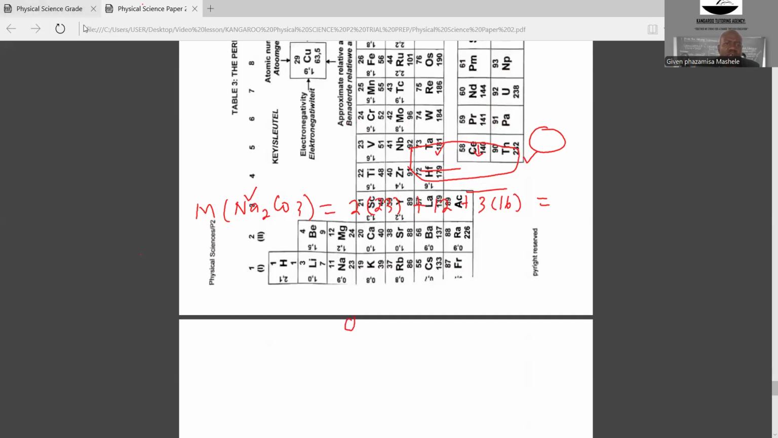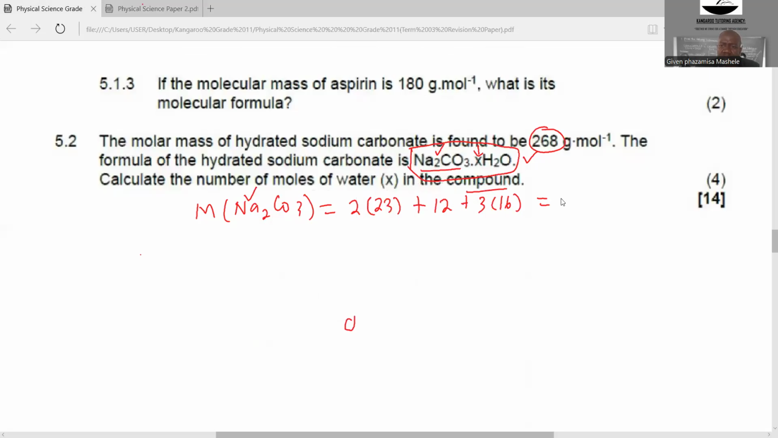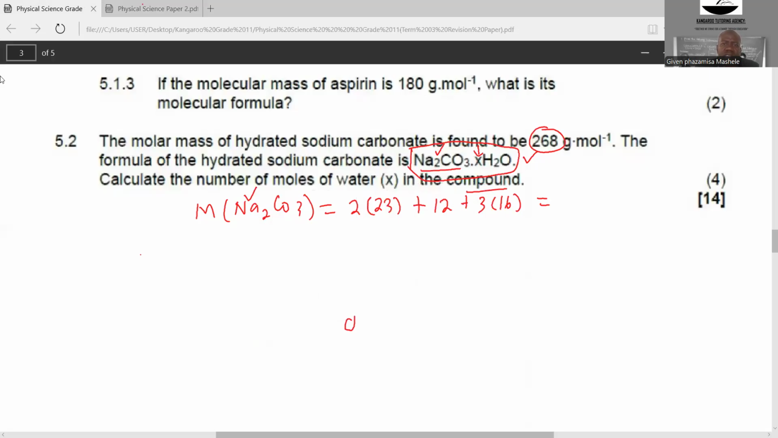So let's go back and compute our question. The molar mass of sodium carbonate would be 2 multiplied by 23 plus 12 plus 3 times 16. This gives us 106 grams per mole.